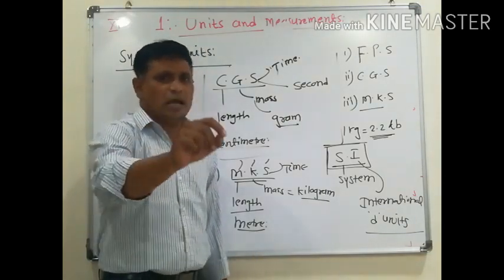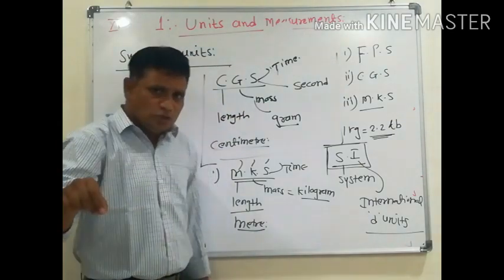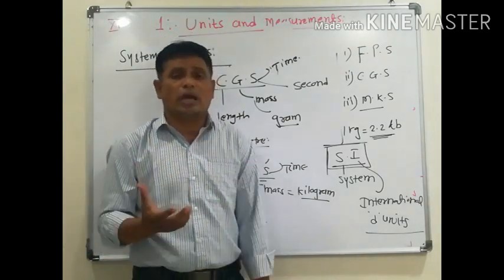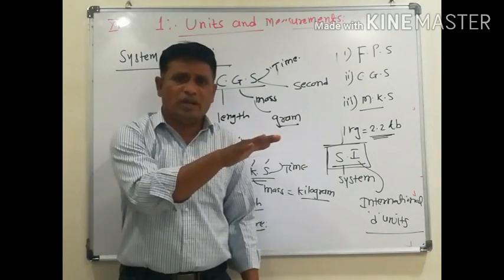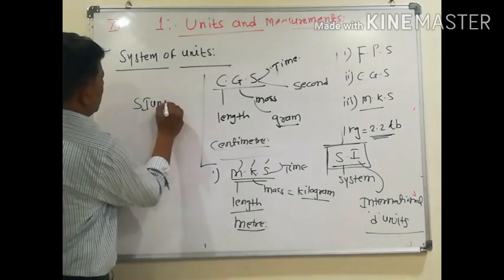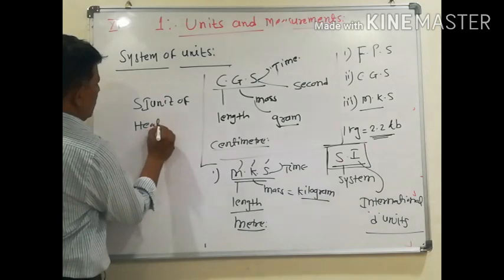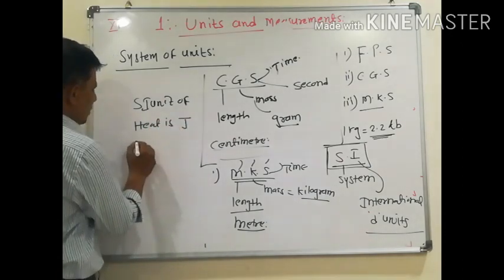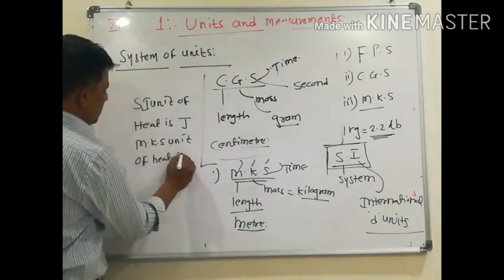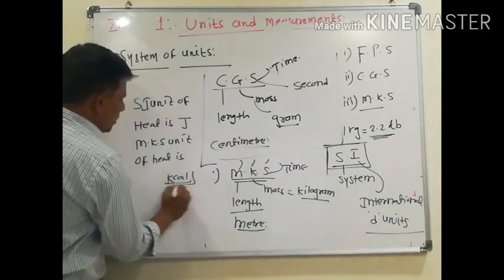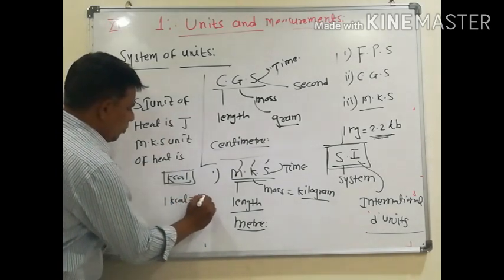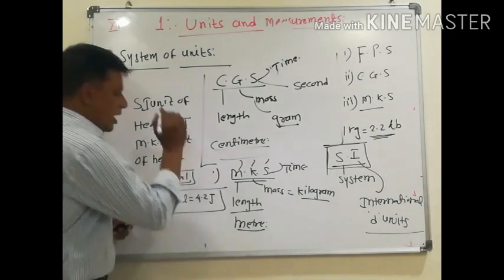But for heat, the physical quantities related with heat. Up to the 19th century, heat was considered a form of fluid, and the unit of heat was the calorie or kilocalorie. After the 19th century, heat is a form of energy, and the unit of heat is the joule. So the SI unit of heat is the joule. But the MKS unit of heat is the kilocalorie. Look here: there is a relation, 1 kilocalorie is equal to 4.2 joule. Here is the relation I have. Okay.